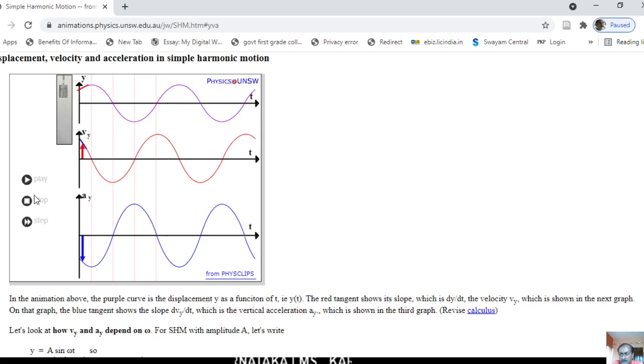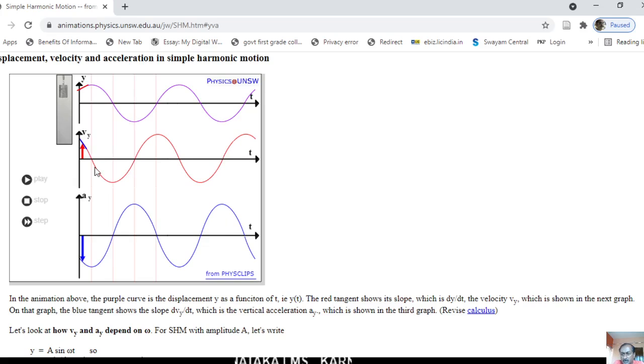Once again, I show here the displacement of the particle. The red tangent shows its slope, which is dy by dt. That is the velocity of the particle.